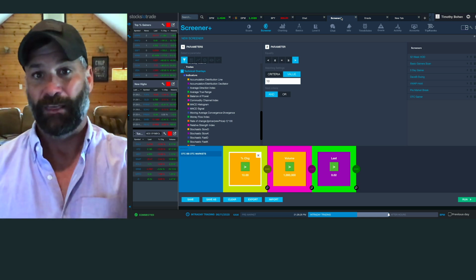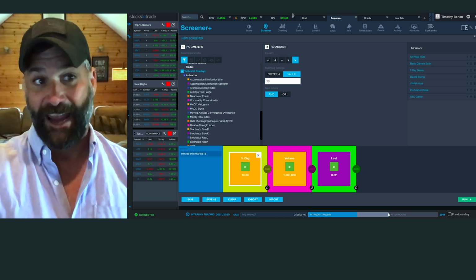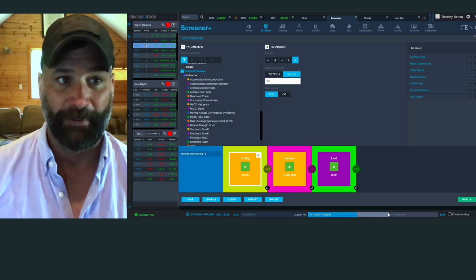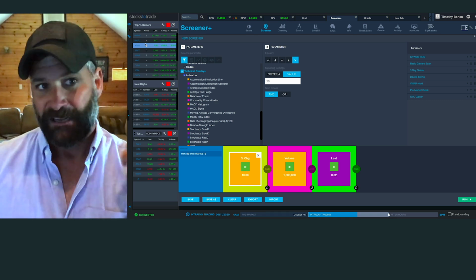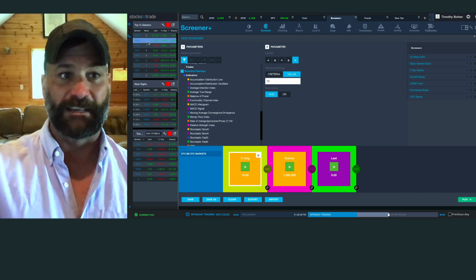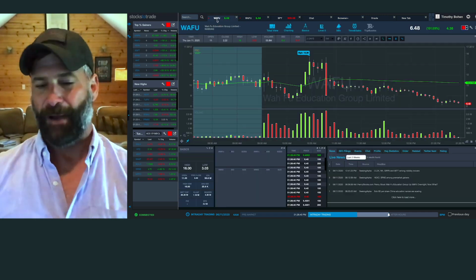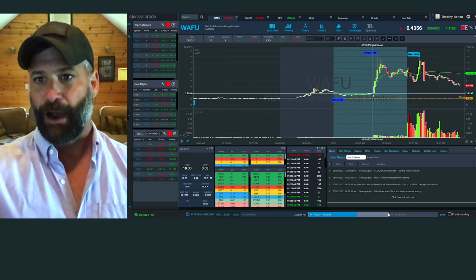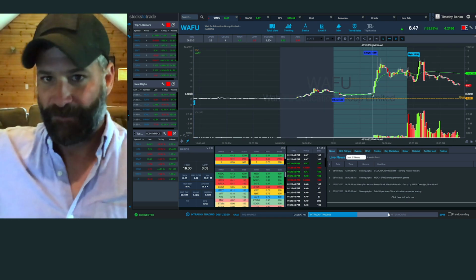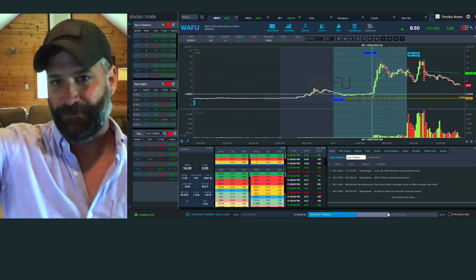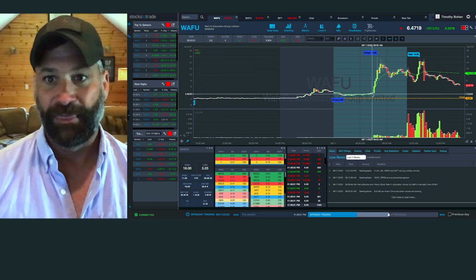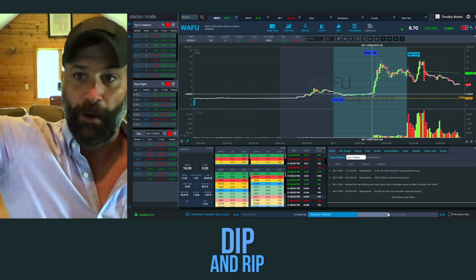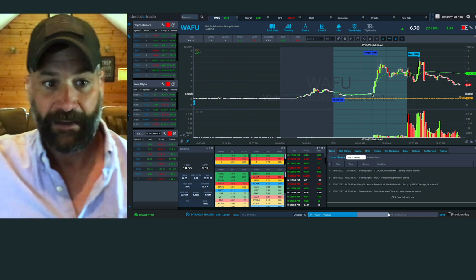I mean, one of the most often used scans is just that built-in top percent gainers. You can see right up here in my upper left screen. WAFU was one of the biggest movers today. The stock went from, I think, 5 in pre-market to like 15. Oh, I was off. 3 to 15, okay? So it went from 3 to 15 in pre-market and then pulled back into the open and did a dip and rip again when it broke VWAP, going from 10.50 to 15.